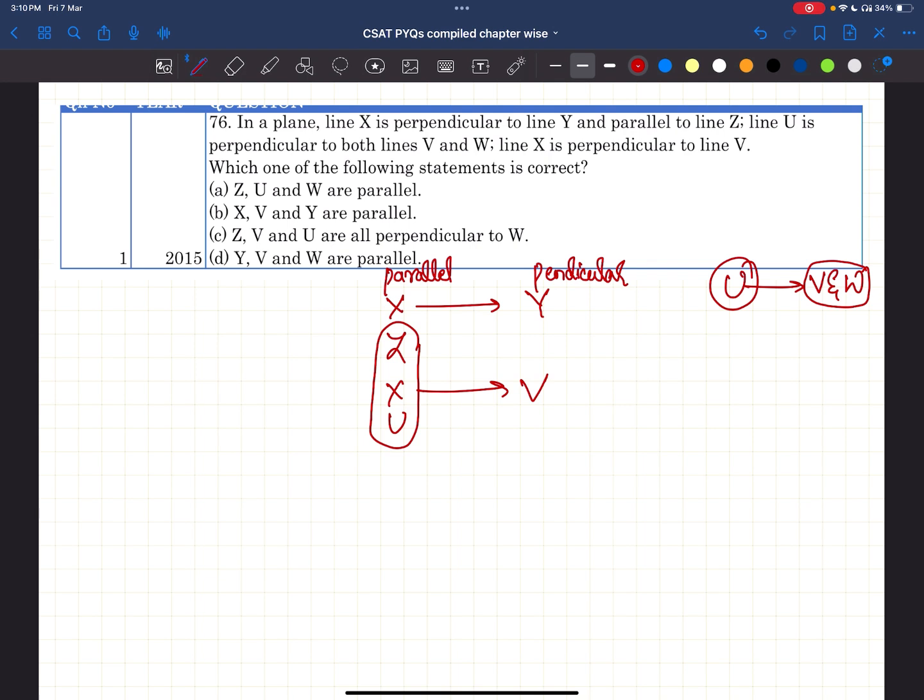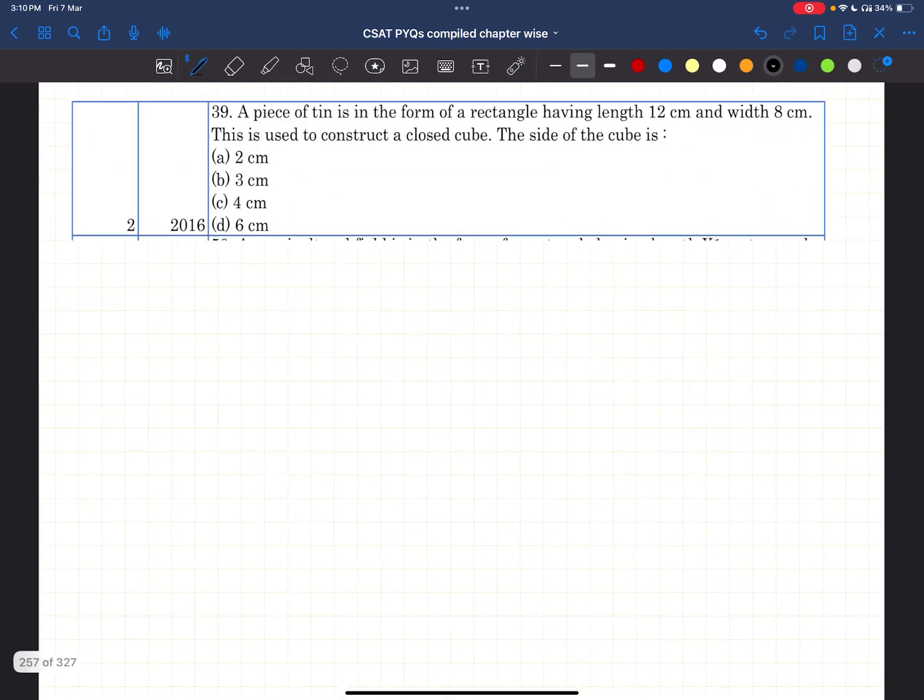Here x is perpendicular to y, right? That means y, v and w, these are parallel. That means the answer is D. Very simple question. Let's go to the next question.